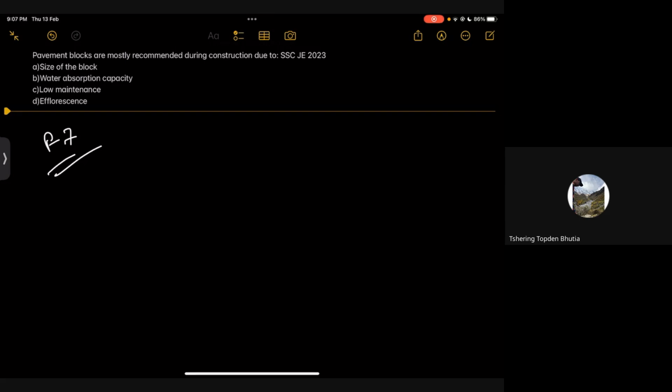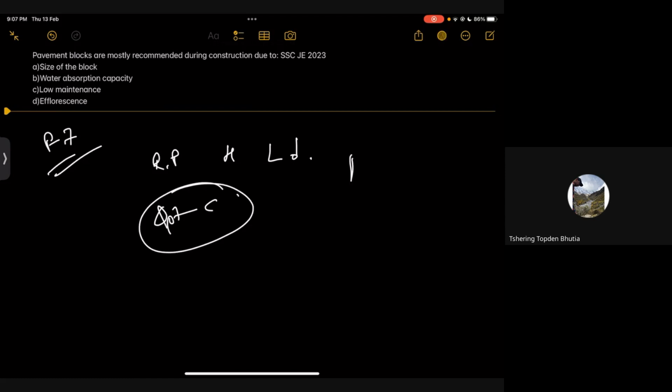Okay, I think we can close the poll. We have exceeded 45 votes. So, as I stated, rigid pavements are high maintenance or low maintenance? It is low maintenance, so it is option number C. Size of the block? That doesn't matter. The panel can be this big, or the block can be small. So there is no consistency for this particular option.